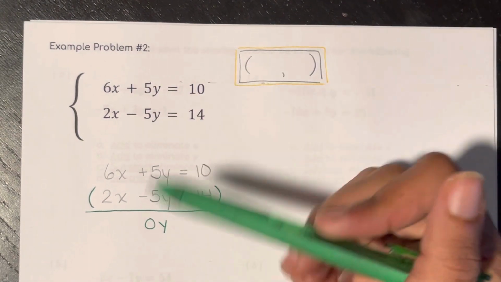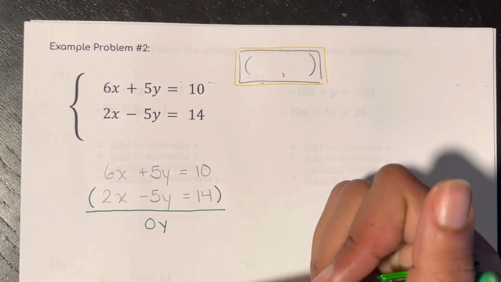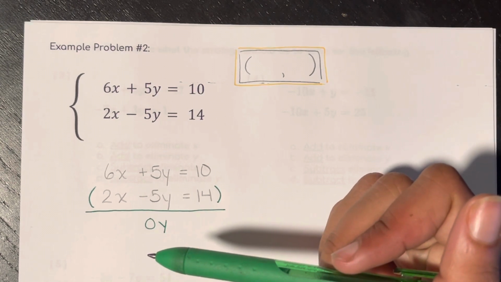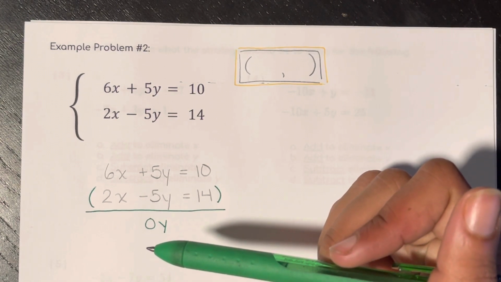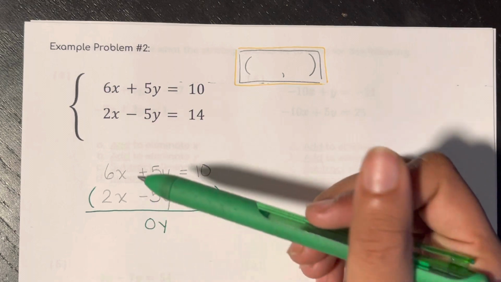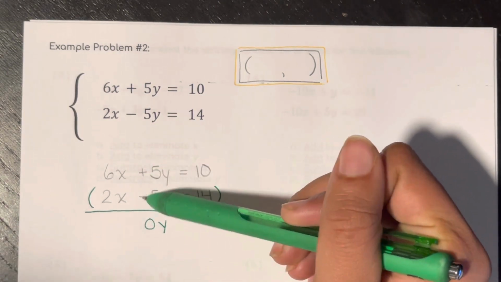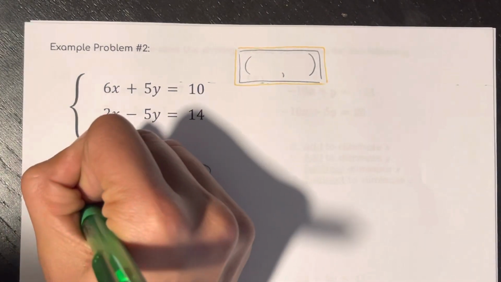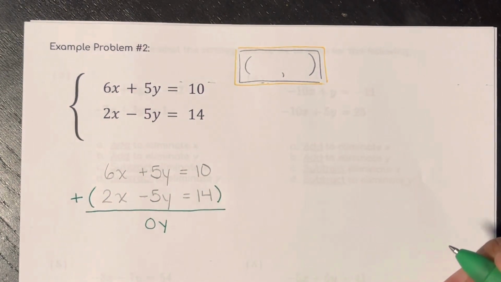The trick is on the other page, when it was 2x and 2x, we subtracted. The signs were the same, so we subtracted. But here, the signs are different. And if we want them to cancel, we actually have to add them.